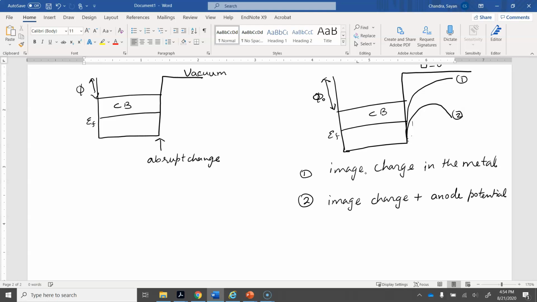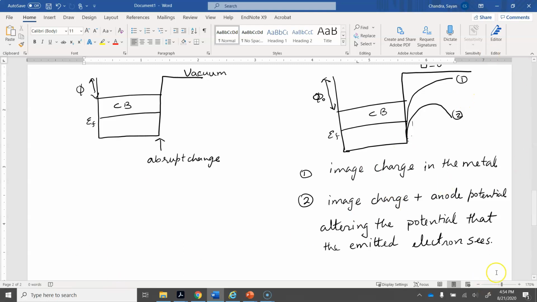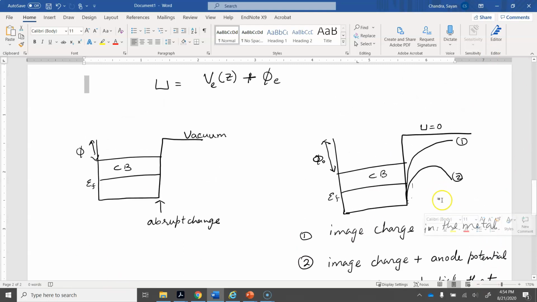You are in principle altering the potential that the emitted electron sees, right? So you're basically changing the band diagram by applying a voltage to the anode. So let's go on to the next page.